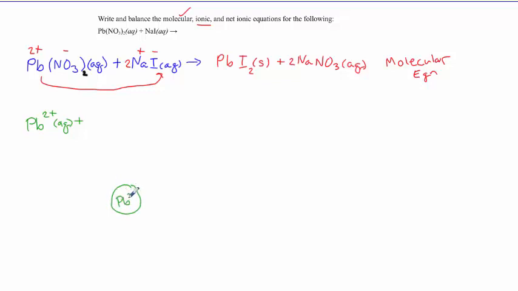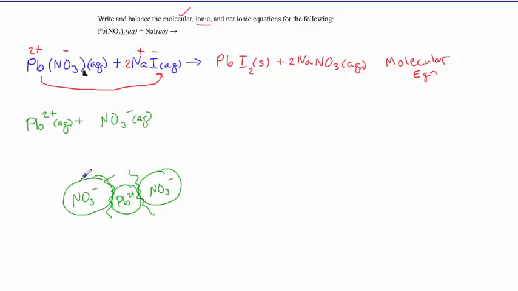I have a lead 2+ ion, and then I have 2 NO3 molecules. That's right, polyatomic ions are actually molecules that have charge. So I've got these 2, put one on one side, NO3 with a minus charge, on the other side, NO3 with a minus charge here. So in the ionic equation, we take these and we break them apart. So there's our lead 2+ that we got, and then the nitrates, NO3-, that are aqueous.